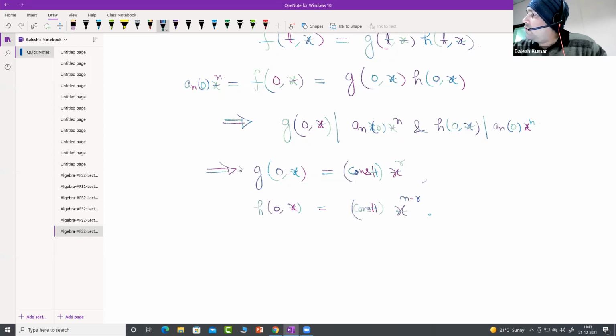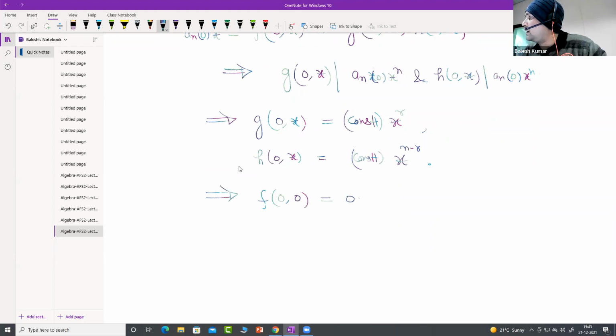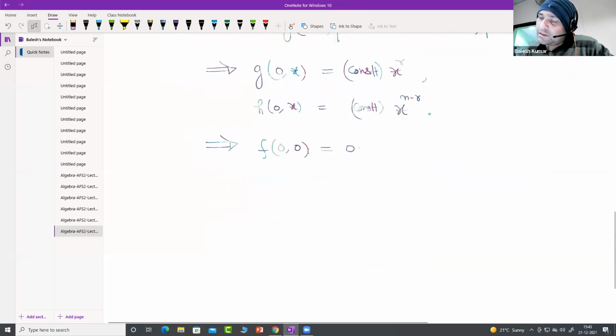And now what one can do is, using the fact that if we try to put x equal to zero, then we can see that f vanishes at the origin. So this implies that f of 0, 0 will be equal to 0. One thing we can see from here is that since both g and h vanish at 0 with respect to x, therefore f will vanish at the origin.